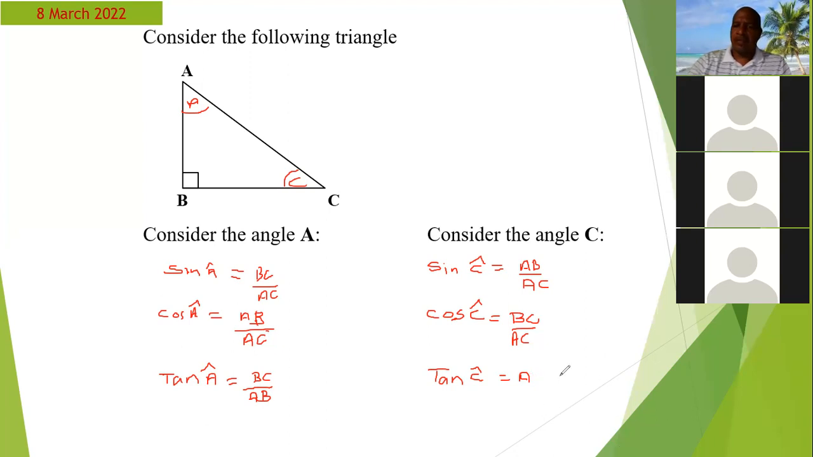It's really awkward in writing with this instrument. So we say that that would be AB over BC.